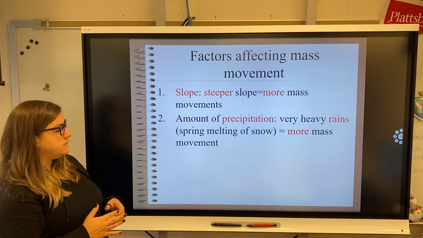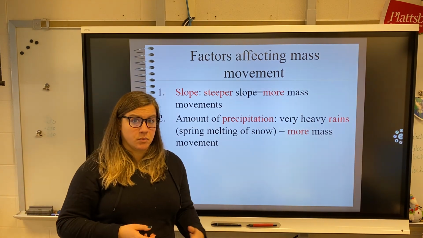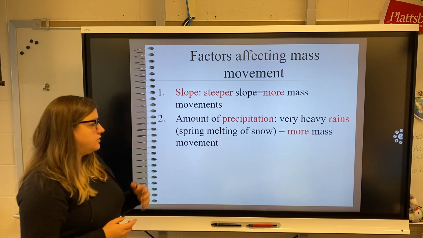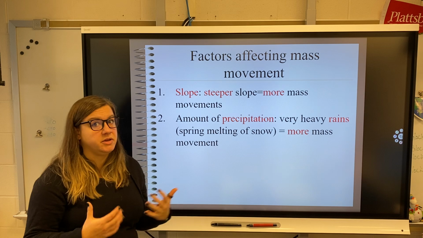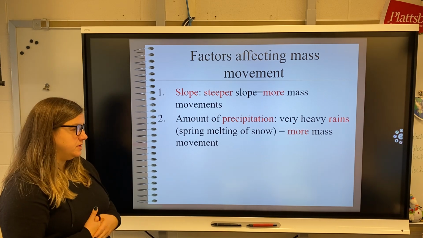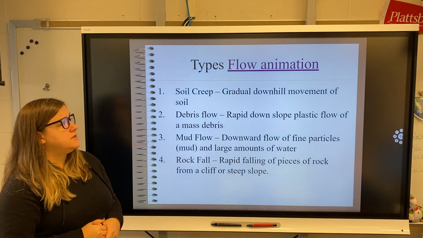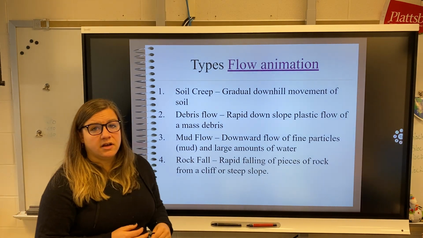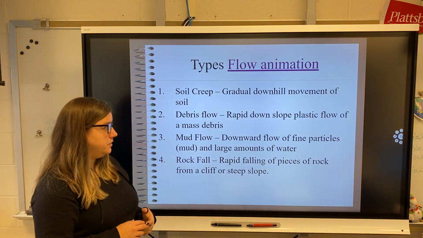So this depends on the amount of precipitation that happens. More rain means more water, means more movement. So very heavy rains, the spring melting of snow, especially around here, spring melts of snow can cause a lot of mass movement sometimes. So there's these different types of soil movements. You have soil creep. I have a couple of pictures to show you.